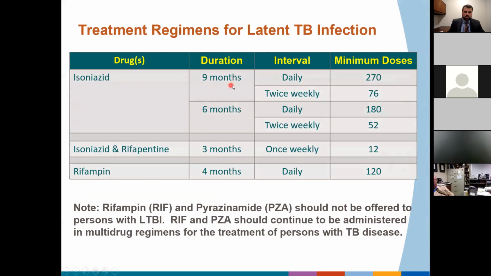Isoniazid is essentially one pill once daily. Now, these other regimens we don't usually do unless the patient can't really tolerate isoniazid. If they can't tolerate isoniazid, we move to rifampin.